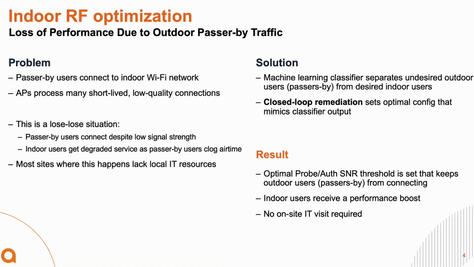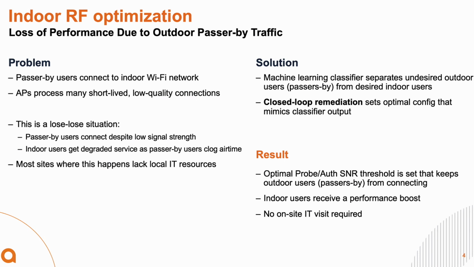Let me explain it in the example of this indoor RF optimization. This is the one that Shri was talking about earlier, where Wi-Fi networks are sometimes hampered by passerby clients that walk by a building, and the Wi-Fi coverage inside the building leaks outside the building. These passerby users will connect to it, especially when the network is an open network. And that leads to a lot of short-lived connections on the access points. It's a lose-lose situation because the passerbys are not getting a good experience. They have weak signal. They will not have a strong enough link, actually. But at the same time, they're worsening the experience for the legitimate indoor users.